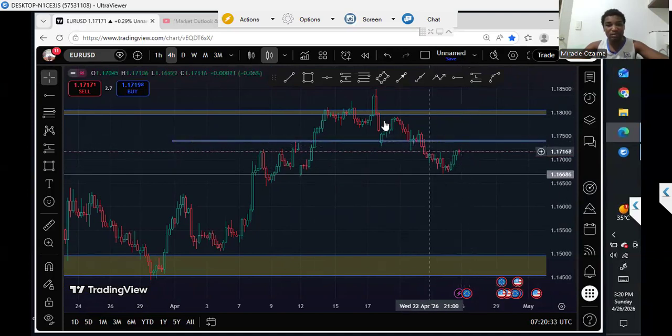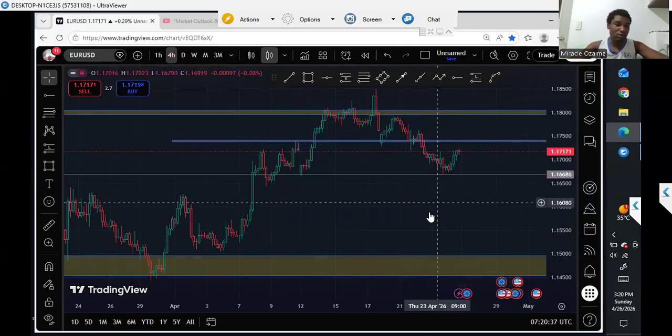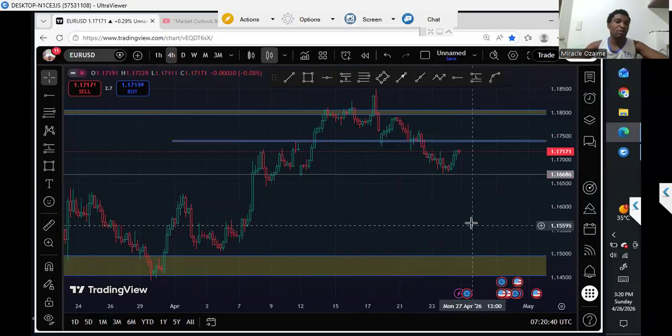And since it has not yet formed a base around this area, I'm going to be careful around this region, because this could easily be a head, a left shoulder, and come here to be a right shoulder for continuation to the downside. So that's my thought on Euro USD.